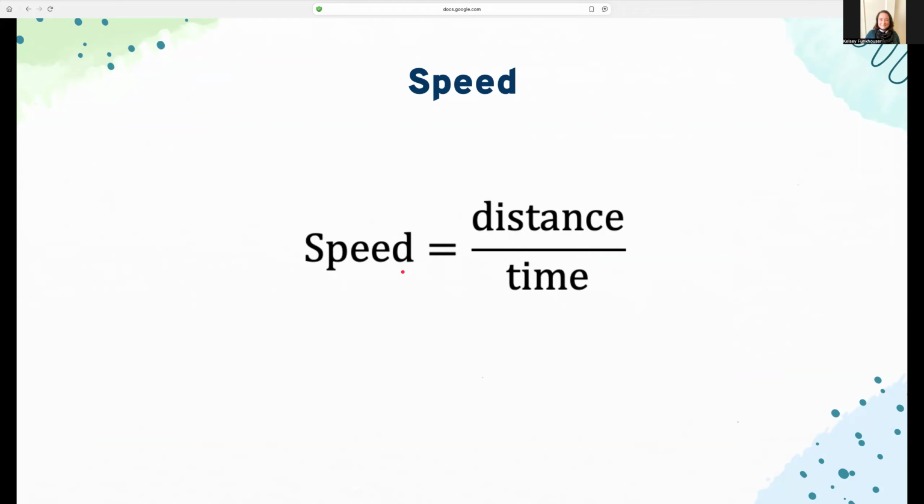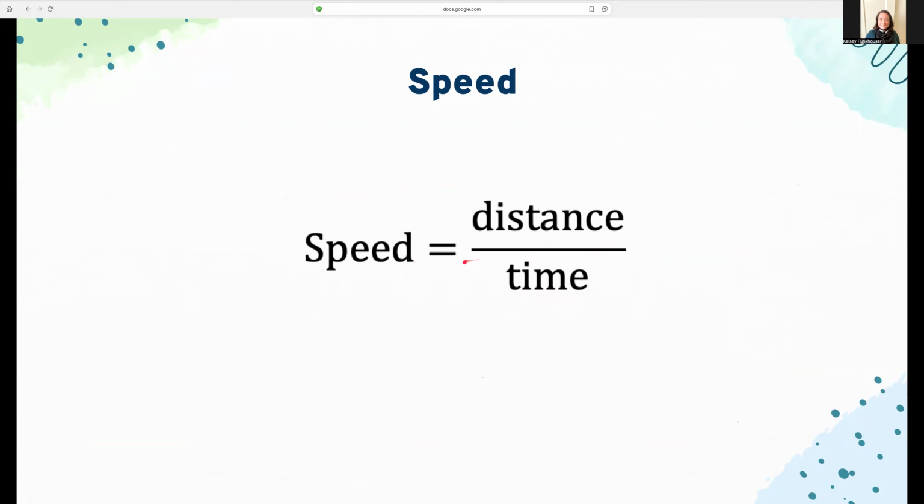Now we want to talk about speed. So speed is equal to the distance something travels divided by the time it takes to travel that distance. So remember how we're thinking about equations. We want to think about them as explaining the relationship between these variables. So for example, the longer it takes to cover the distance, the slower the speed is.